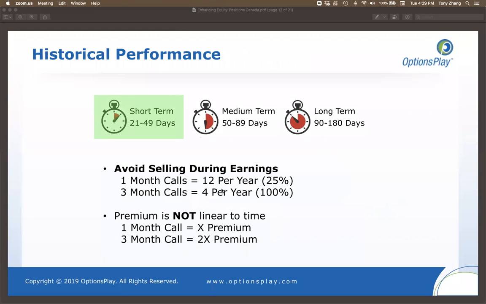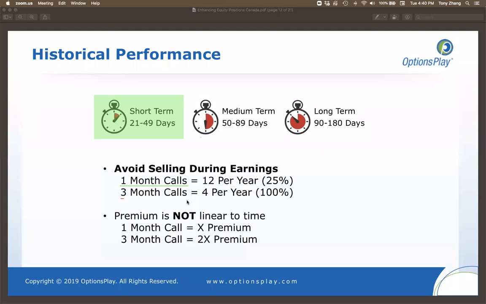Number one, when you sell short, you generally want to avoid selling going into earnings with any option selling strategy, especially covered calls and cash secured puts. Now, when you sell a short dated call, like a 1 month call, you can do that 12 times a year, which means that about a quarter of the calls or puts that you sell have this large uncertainty factor built into them. So you can sell covered calls 8 times out of the year, skip the 4 that have earnings, and still be able to generate income 75% of the year.